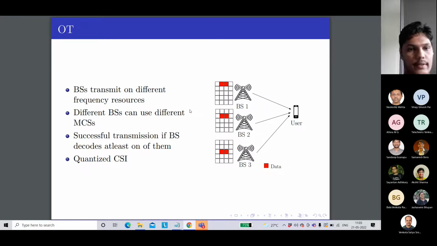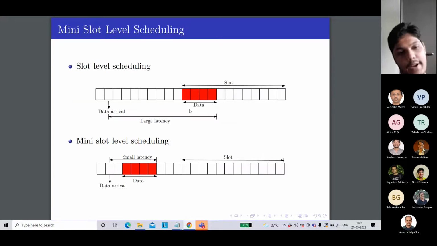So that's a brief introduction about the two types of multi-connectivity, which are orthogonal transmission and joint transmission. Now let's see the second technique, which is to reduce the latency. That's mini slot level scheduling. What is that? Why do we need that first? What is the problem with slot level scheduling?